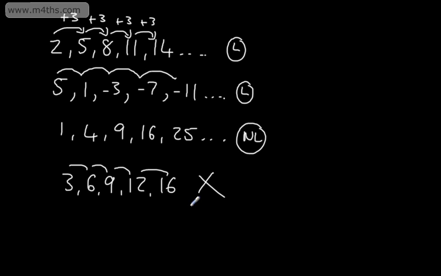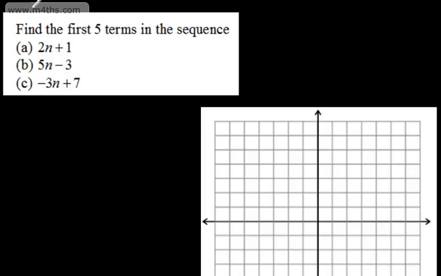We're going to look at generating terms of a sequence and then go on to look at the arithmetic sequence, both in terms of just numbers and functional questions. So we're asked to find the first 5 terms in the sequence. In the first one we have 2n plus 1.